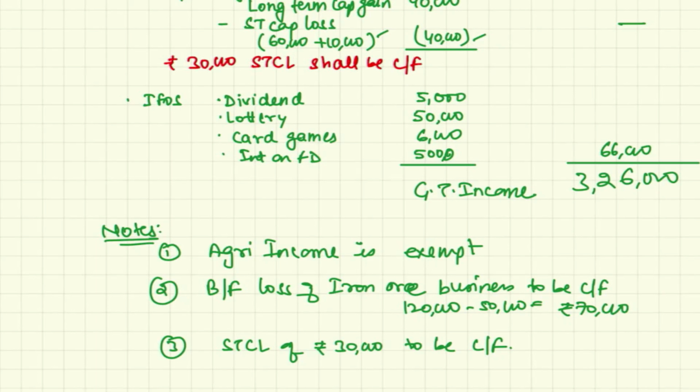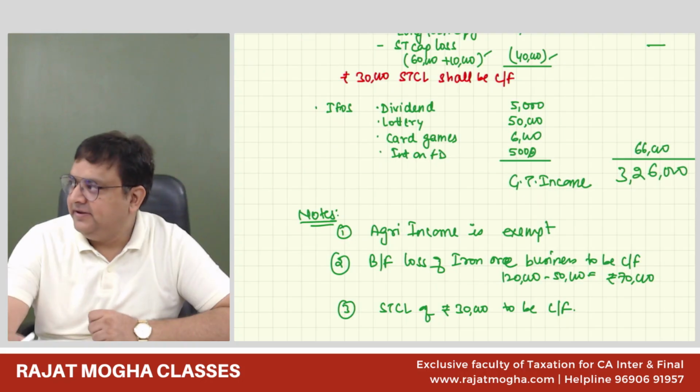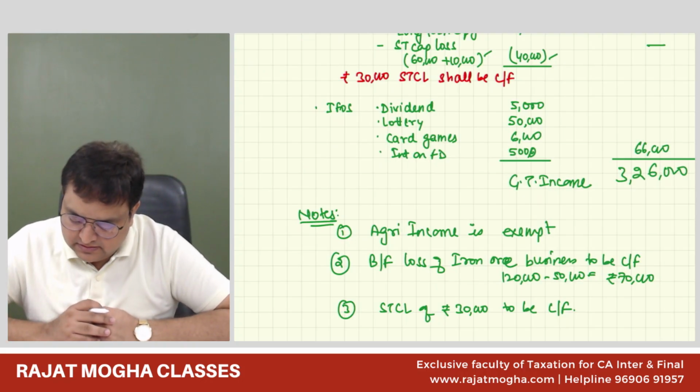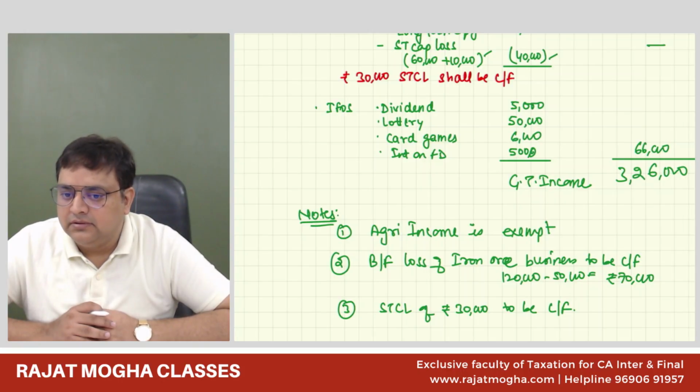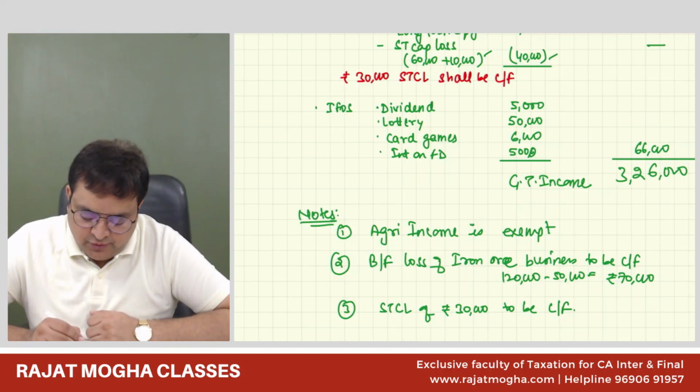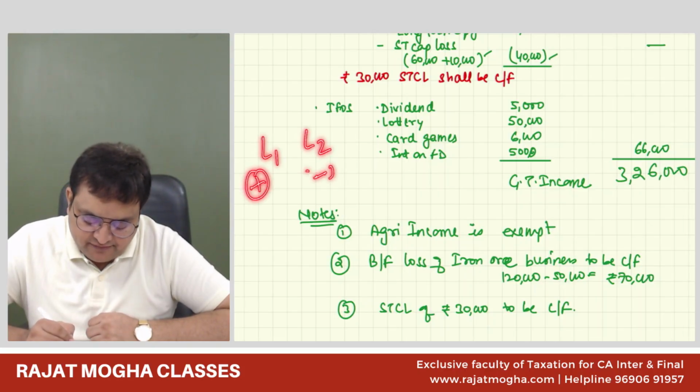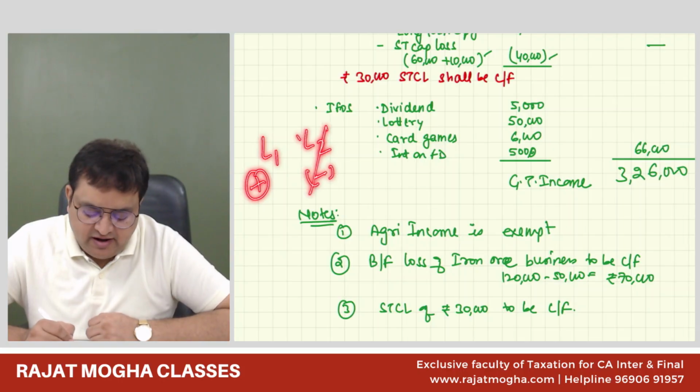Sir, I have a doubt in IFOS. You said we can't set off one casual loss from another casual income. But suppose we have two card games. In one we have profit, and in the second game we have losses. In that case, can we set off in the card games? You are saying lottery 1, lottery 2. Yes, sir. Lottery 1 we have positive, lottery 2 we have negative. No, still we can't set it off.